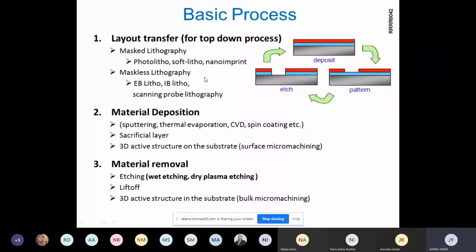There are two types of lithography for layout transfer. We can use mask lithography. That means lithography with the pattern is created by implementation of mask. This is for photolithography, soft lithography, or nano imprint layout transfer process. Another lithography is maskless lithography, such as E-beam lithography, IB lithography, or laser direct write system.